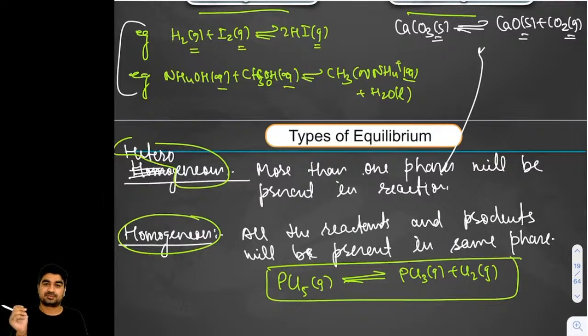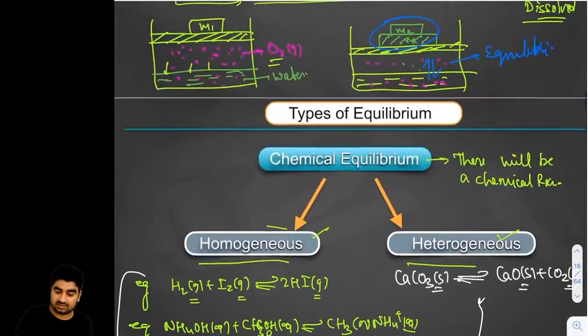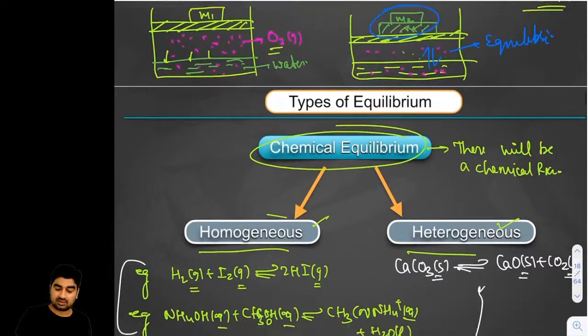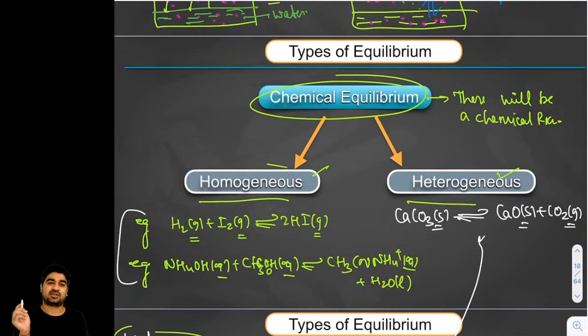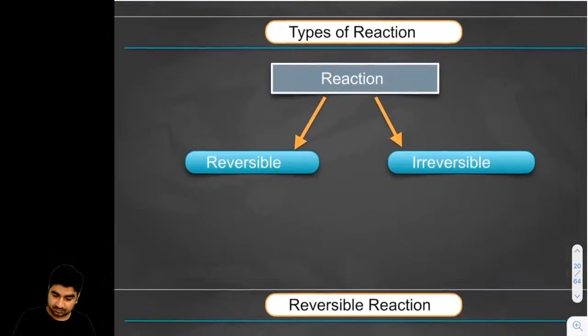Yes, guys, tell me. If you have any doubt, please ask. No doubt. So now it is clear that chemical equilibrium will be of two types, homogeneous and heterogeneous, and in chemical equilibrium, a chemical reaction will take place. If this is done, let's move ahead.